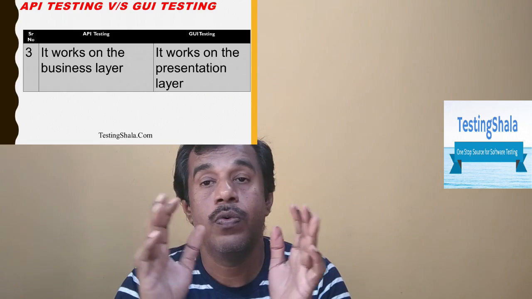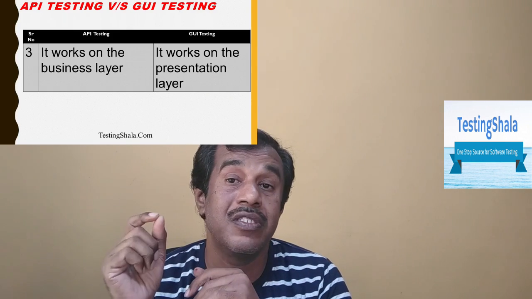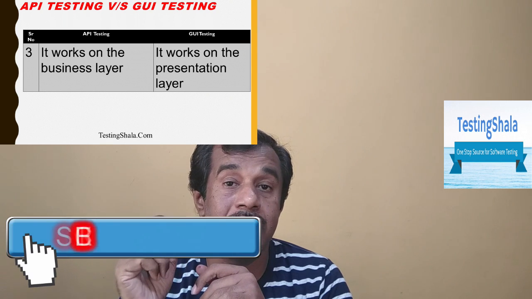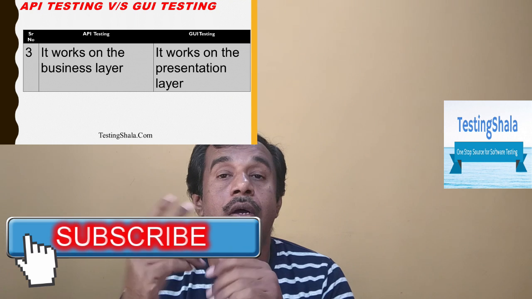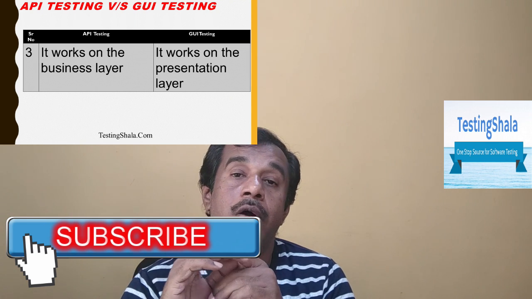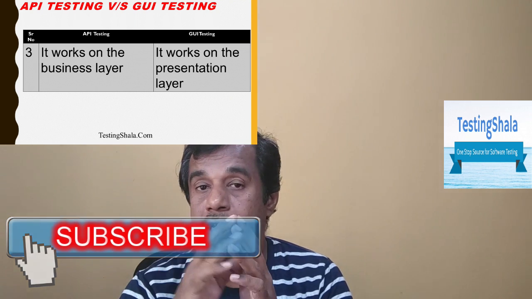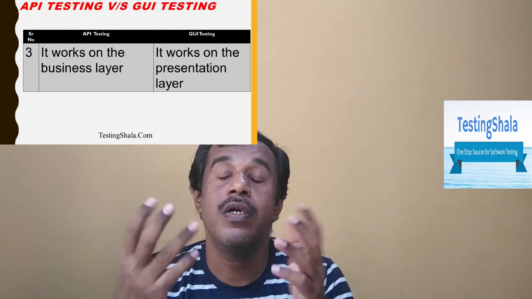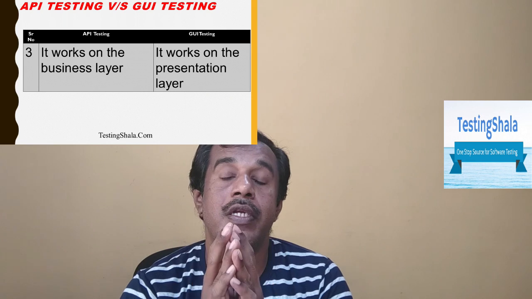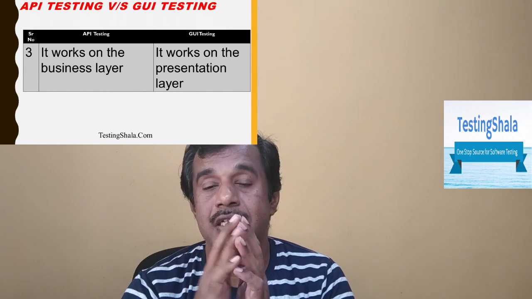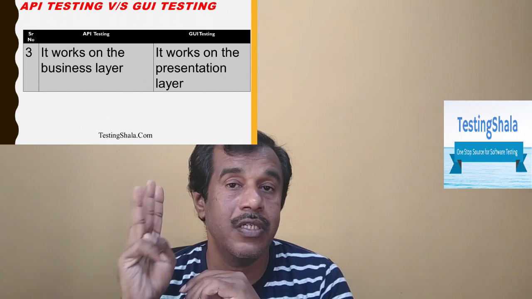The third important difference is API testing works on the business layer. Wherever business logic is written, that is where we are going to perform API testing. But UI testing will be performed at the presentation layer. So basically the look and feel and user experiences, everything will be tested in the presentation layer. Hence, this is the third difference.